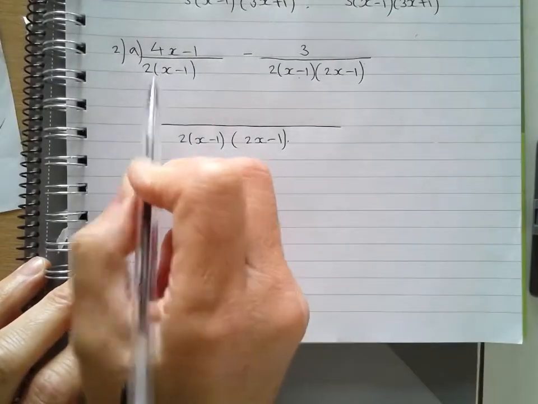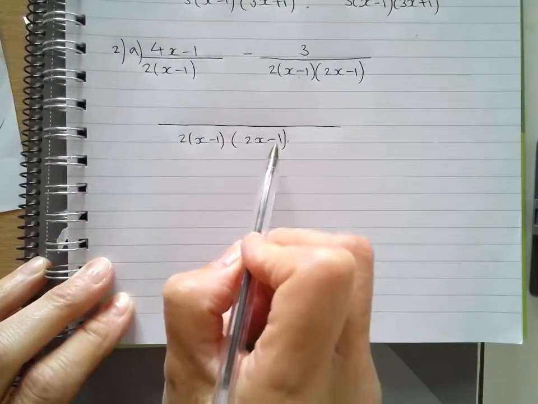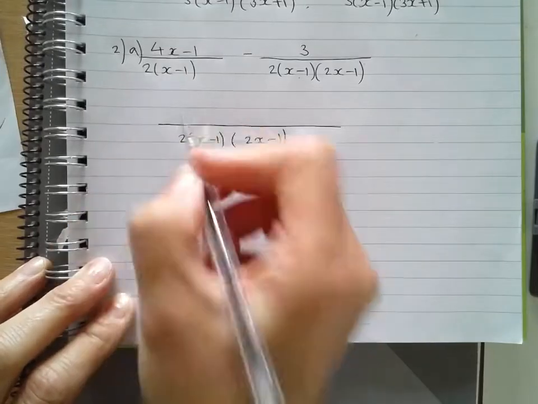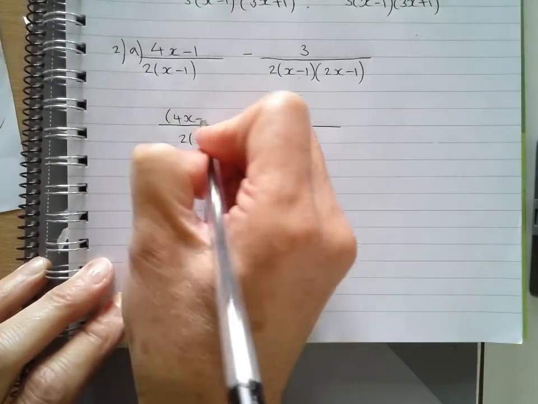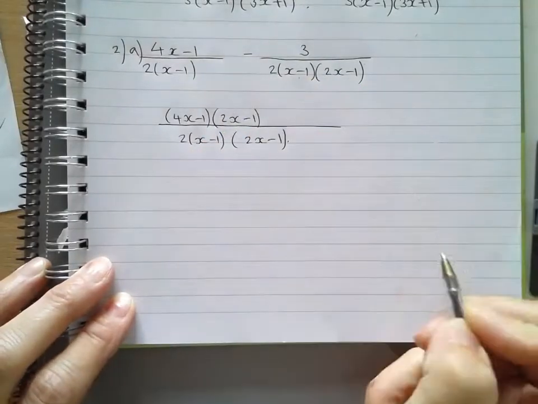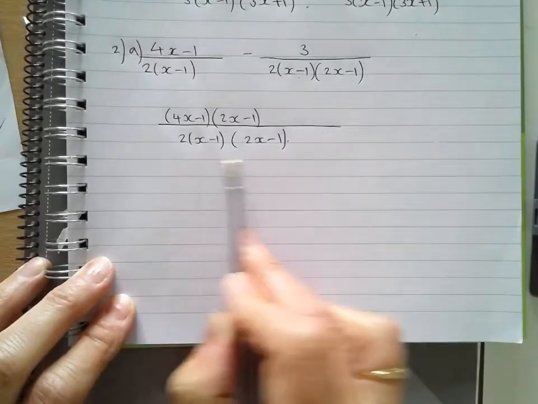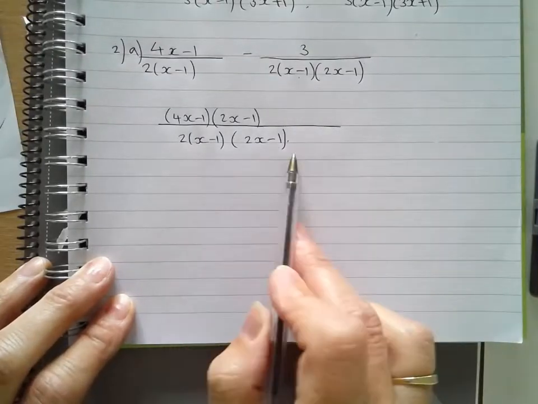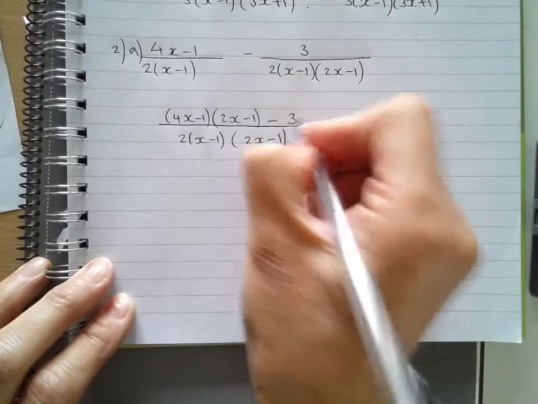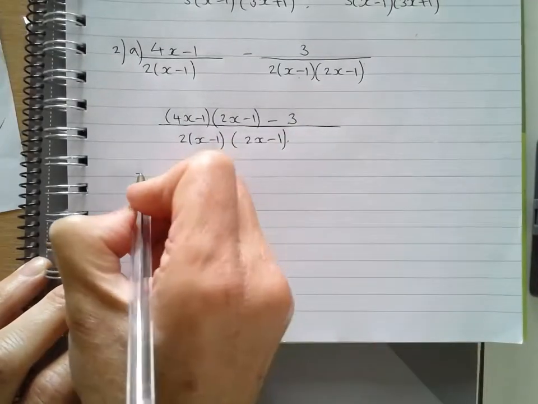So here I'm going to multiply this denominator by 2x minus 1 to get this new denominator here, so I've got to do the same thing with the top. So I'm going to put these brackets together and then expand them afterwards. Then I'm looking at this denominator and comparing it with my new denominator and noticing there's no change, so I've just got minus 3. So I'm now going to expand these two brackets.